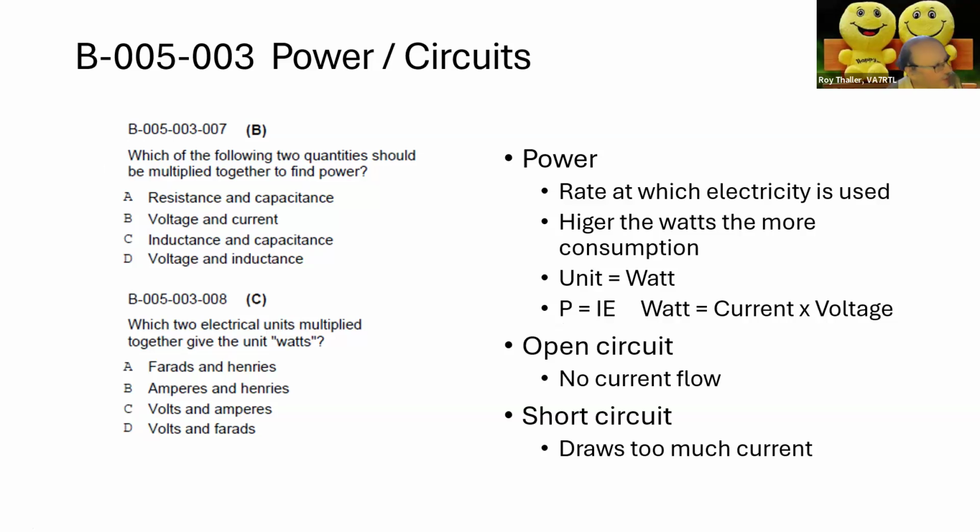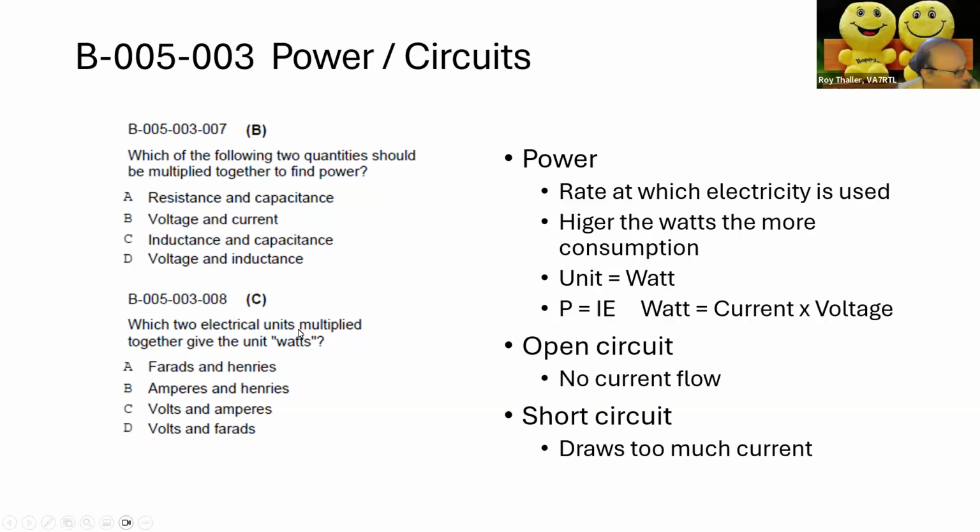Which of the following two quantities should be multiplied together to find power? So remember the equation P equals I times E. So it would be voltage times current. So B would be the correct answer.